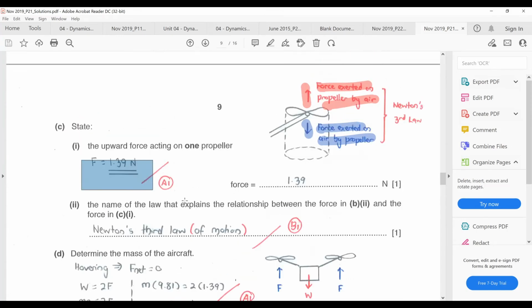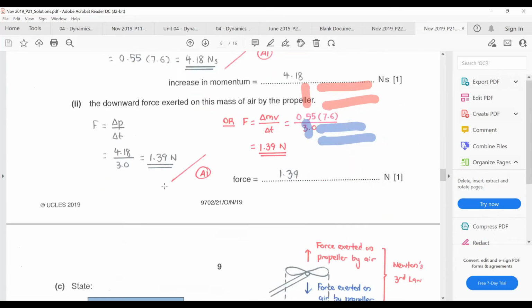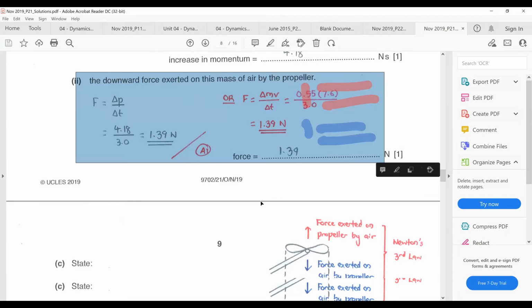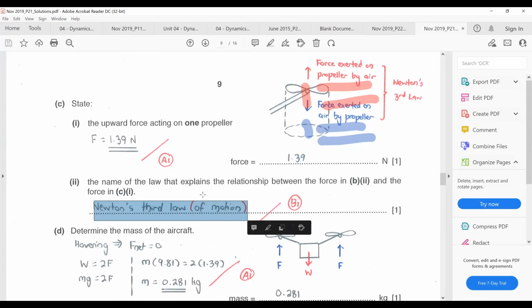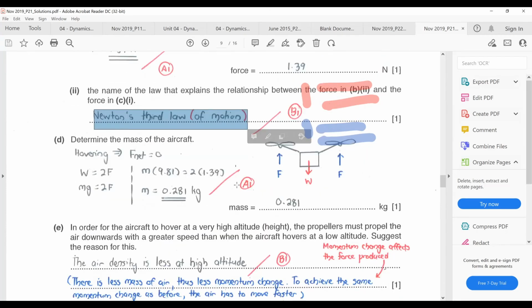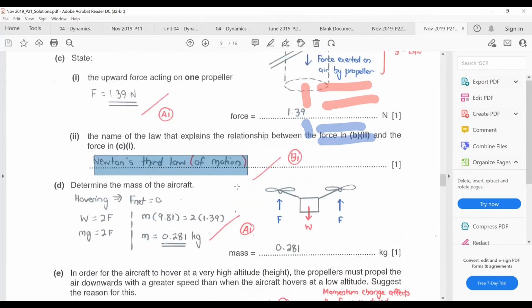All right. Now, state the name of the law that explains the relationship between the forces in B2 and the forces in C1. What's the relationship between the force here on the propeller and the force here on the air? They are equal and opposite because of Newton's third law of motion. All right, so this one is okay.